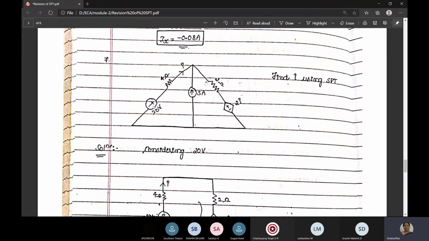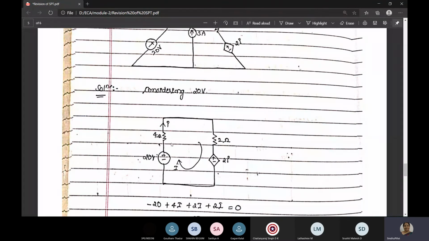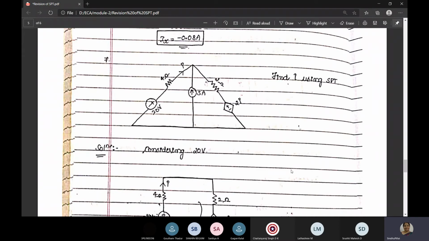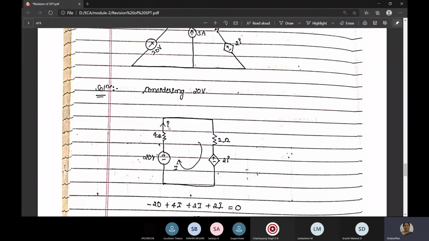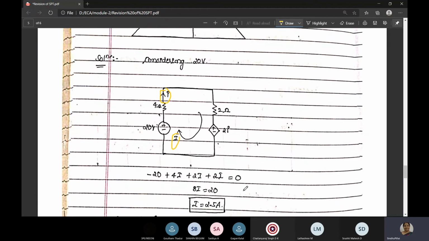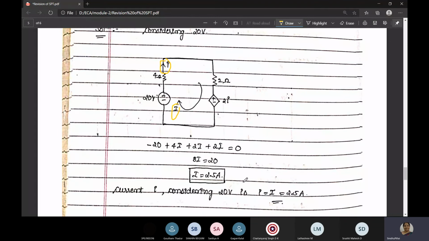When we consider only 20 volts, the current source of 5 amps should be open circuited, so it is completely removed. I have just written the network in a different way, expanding this. So 20 volts, and I is nothing but the loop current I. Starting the mesh analysis, it is minus 20. The next is 4 into I, this is 2 into I, and this is plus 2I. This I is nothing but our loop current I. So wherever this 2I is there, you can just write 2 capital I. So you'll get I equal to 2.5 amps.